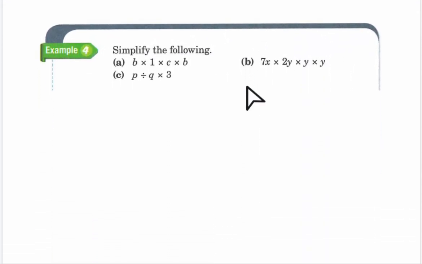Okay, let's do some work as practice. So let's look at example 4 in your book. This says that we need to simplify the following. A wants us to simplify b times 1 times c times b. B wants us to simplify 7x times 2y times y times y. That's already annoying me because I can't really tell the difference between multiplication and a variable. And C, p divided by q times 3. So go ahead and pause the video and try that on your own first.